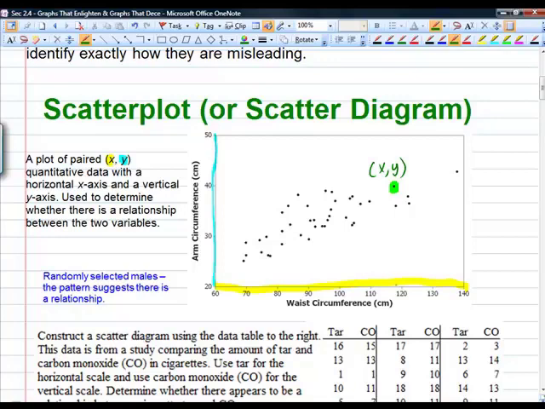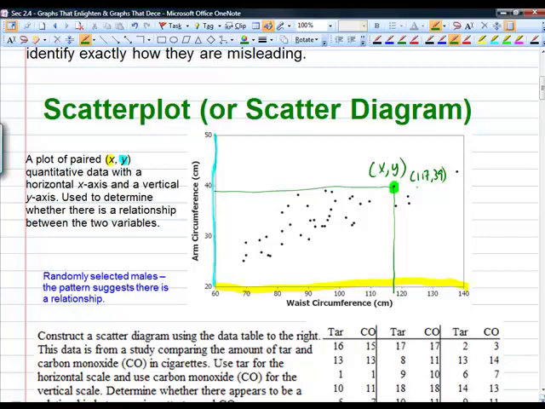So this point, just kind of estimating, corresponds to about, what would you say, 117 maybe on the x-axis and maybe 39 on the y-axis. So that point would be 117, 39. Y'all remember plotting points in algebra? So this graph here represents randomly selected males.